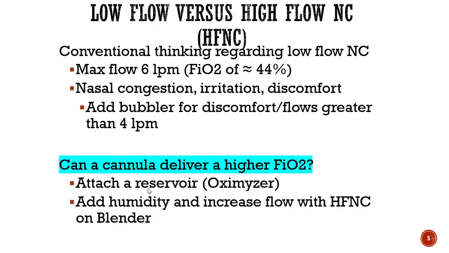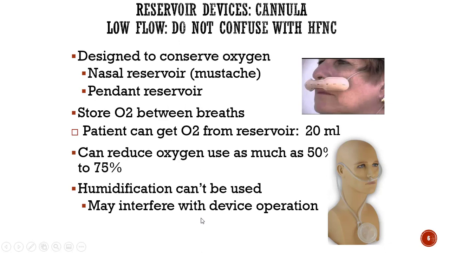Obviously, the other nasal cannula that we're going to talk about that can deliver a higher FiO2 is the high flow nasal cannula, and that's the one on the blender where you would add humidity. So, reservoir devices for the cannula. There's 2 main kinds. This is considered a mustache nasal reservoir, and this is a pendant reservoir nasal cannula. Again, more commonly in clinical, you're going to hear these called oxidizer, so mustache oxidizer or pendant oxidizer. Different patients have different preferences for one versus another. We carry both, and you see what they feel more comfortable with.